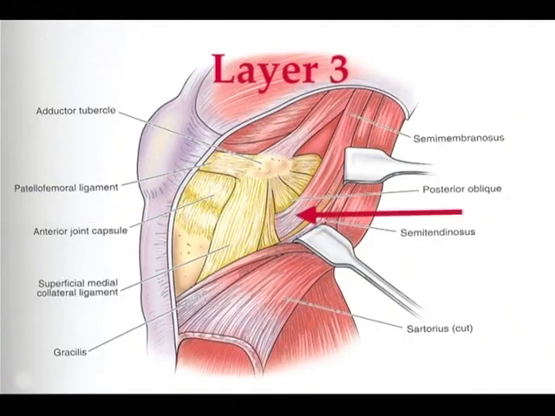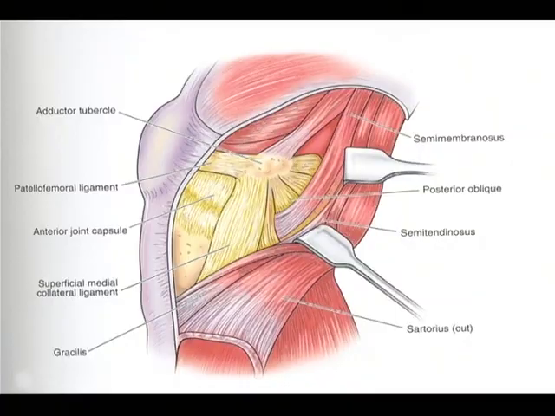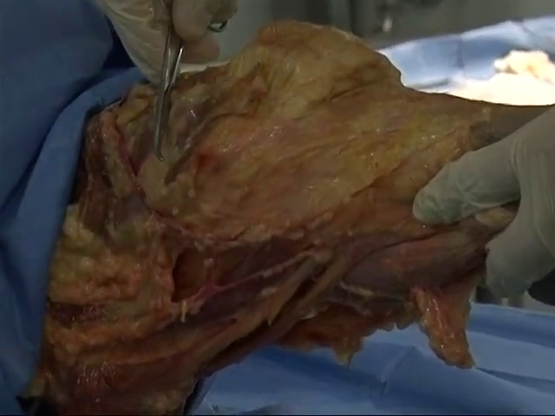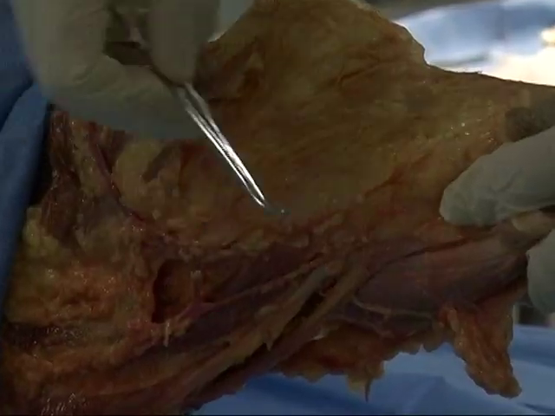Posteromedially, layers 2 and 3 coalesce to form the posteromedial corner, which is reinforced by the 5 insertions of the semimembranosus. As we now move to our cadaveric dissection, we will explore these layers moving from superficial to deep. For orientation purposes, all dissection will be conducted on a left knee specimen.